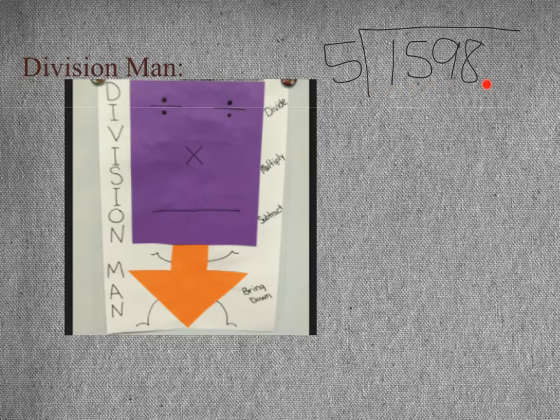Well, I don't want to do the whole number. I'm going to start with place values. So first I'm looking here at my highest place value. 5 cannot go into 1 because 5 is a bigger number. So I have to look to my next place value. Can 5 go into 15? Yeah, 5 can go into 15 and it actually goes in 3 even times.